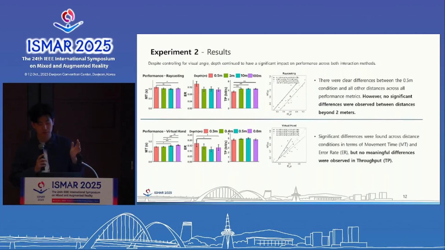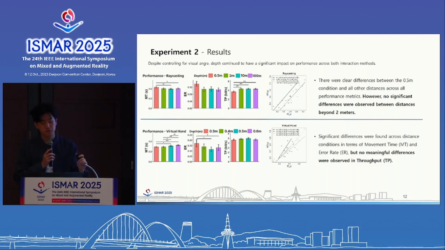So experiment 2 results are quite interesting. Even though targets had the same visual angle across all conditions, so they appear the same at every distance, we still observed a clear effect of depth in both interaction methods. For raycasting, there were clear differences between the 0.5 meter condition, which is the closest, and all other distances across our performance metrics. However, no significant differences were observed between distances beyond 2 meters. So there were no differences between 2 meters, 10 meters and 100 meters.